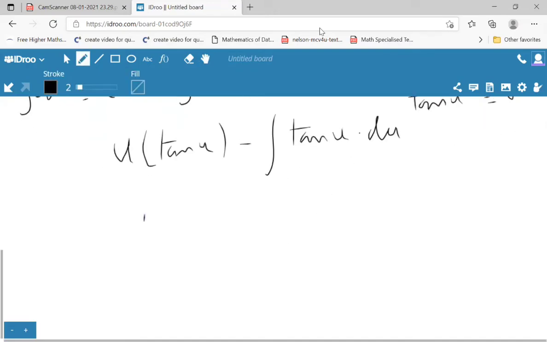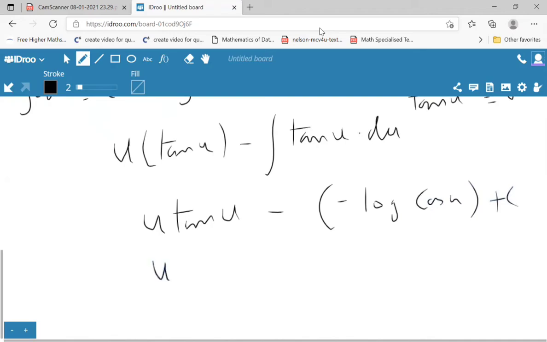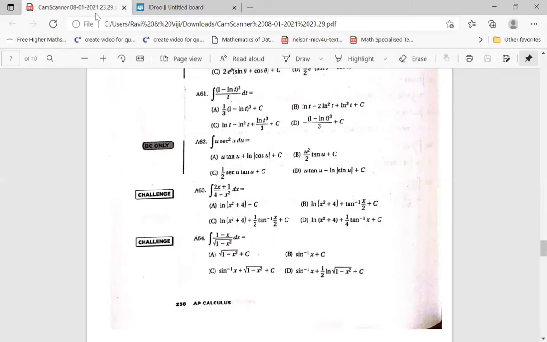Integration of tan u, we all know, is nothing but minus log of cos u plus c, so it now becomes u tan u plus log cos u plus c. Let's see which option is correct. You can see u tan u plus ln cos u plus c. Option A is the correct answer.